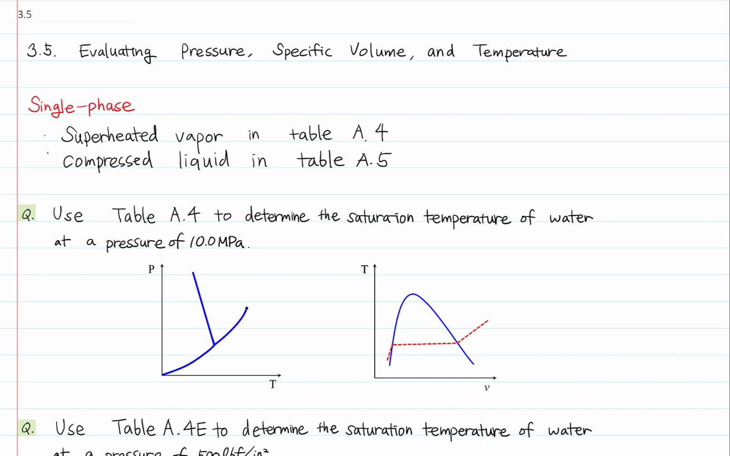Section 3.5 Evaluating Pressure, Specific Volume, and Temperature. In this section, we are going to use the thermodynamic tables and determine the state of a system. First, consider a single-phase substance. We'll look at superheated vapor and compressed liquid state. Table 8.4 is the property table of superheated water vapor. Table 8.5 is the property table of compressed liquid water.